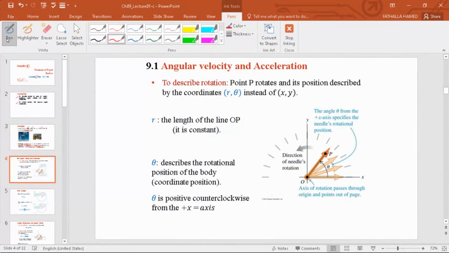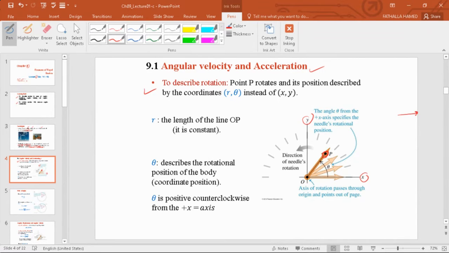Now, we're going to look at how to describe this rotation. And first, we're going to look at angular velocity and angular acceleration. To describe this rotation, for example, on the x-axis here, this is your x, this is your y, you have here an object. Let's concentrate on point P on this rigid object, and it is rotating around an axis.